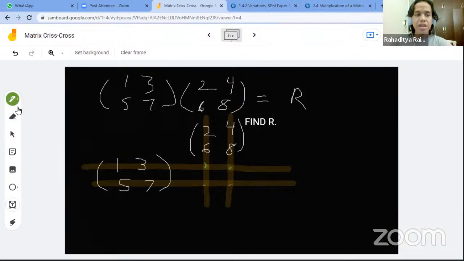From here, how does one multiply matrices? Basically, you start multiplying like this. You multiply this 1 times this 2. So these two are on the rows that make this intersection point.